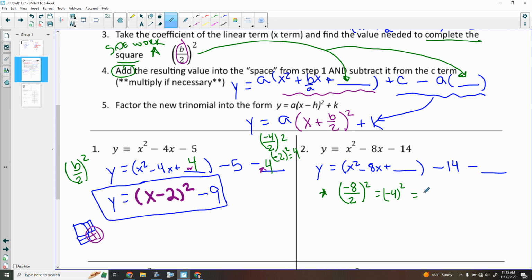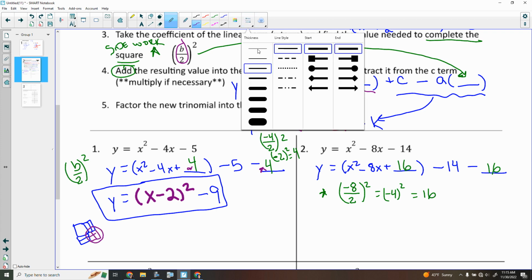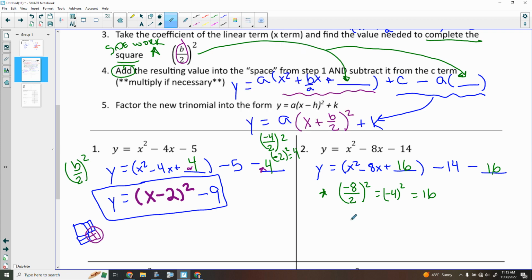-4 squared is 16. So I need to add 16 to complete this square. All right, x squared minus 8x plus 16 is a perfect square of x minus 4 squared. And so this part right here, whatever we get when we do the b divided by 2, is how that is being completed.